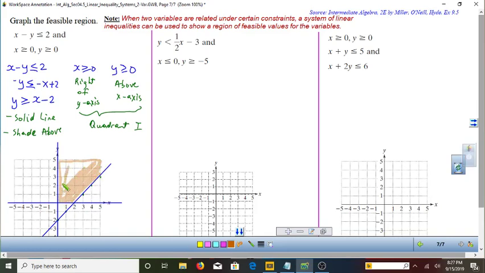And the quadrants will also count. So we're in the right spot right here. And there we have it. That's your feasible region. Any point in that region satisfies the conditions.